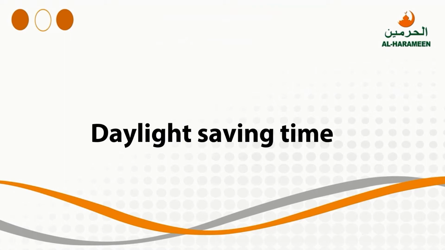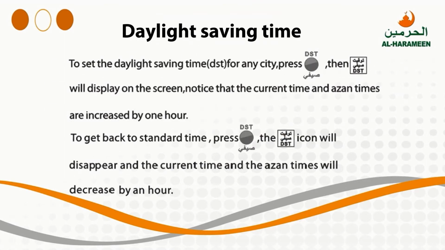Daylight saving time. To set the daylight saving time, DST, for any city, press DST, then the icon will display on the screen. Notice that the current time and azan times are increased by 1 hour. To get back to standard time, press DST. The icon will disappear and the current time and the azan times will decrease by an hour.